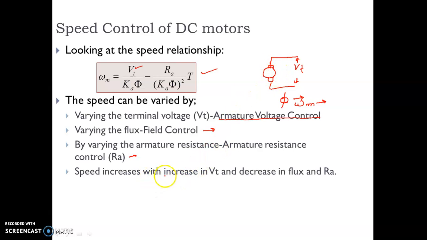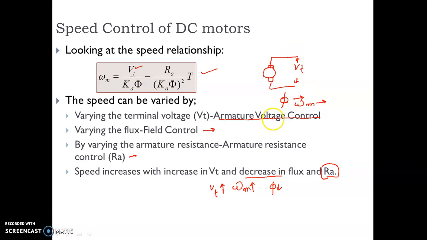Speed increases with increase in terminal voltage, and decreases with flux and Ra. Means if Vt is increased, Wm will increase, and if you decrease the flux, then the speed will also increase, and if armature resistance Ra is decreased, the speed will increase. So if we decrease the flux, speed will increase.